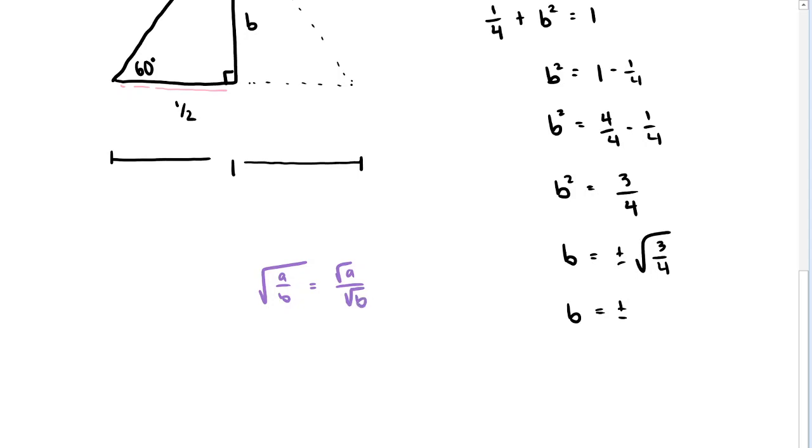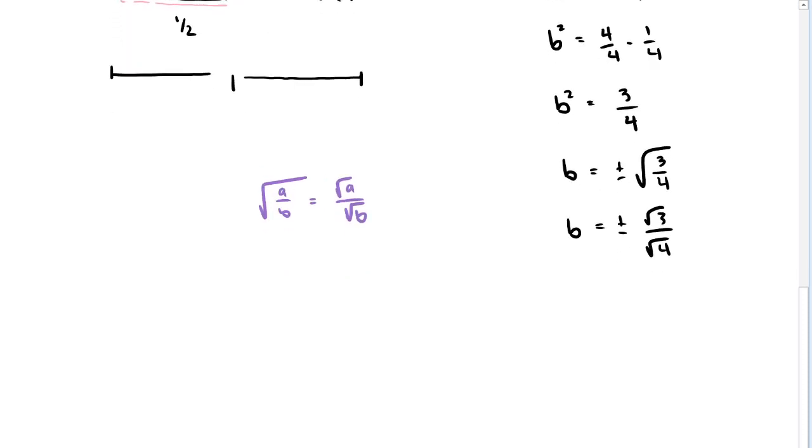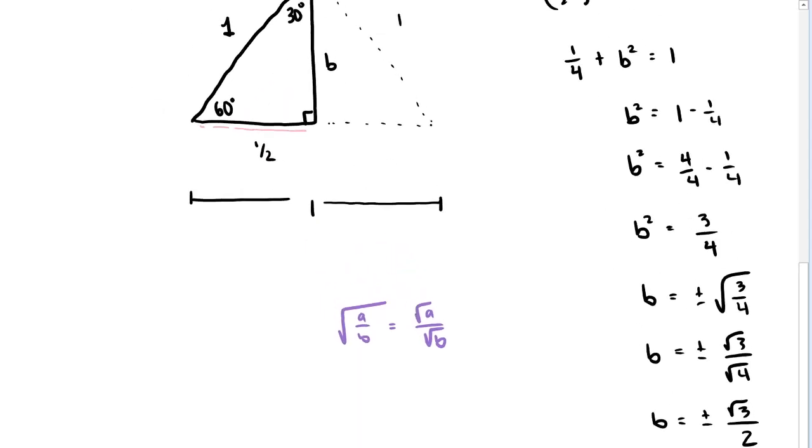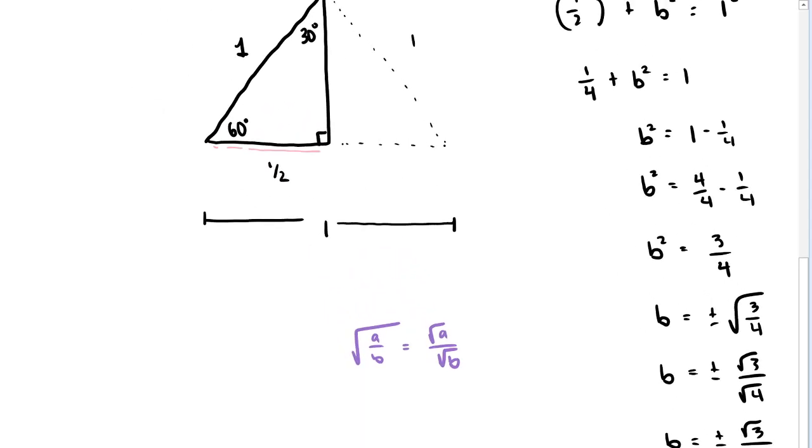So we can break apart square roots across fractions. And so this gives us b is equal to the square root of 3 over the square root of 4. And finally, that gives us that b is equal to plus or minus the square root of 3 over 2. And so here, maybe I'll just write that down now. So b is equal to, in this case, the square root of 3 over 2 if we're talking about the side length for this triangle.